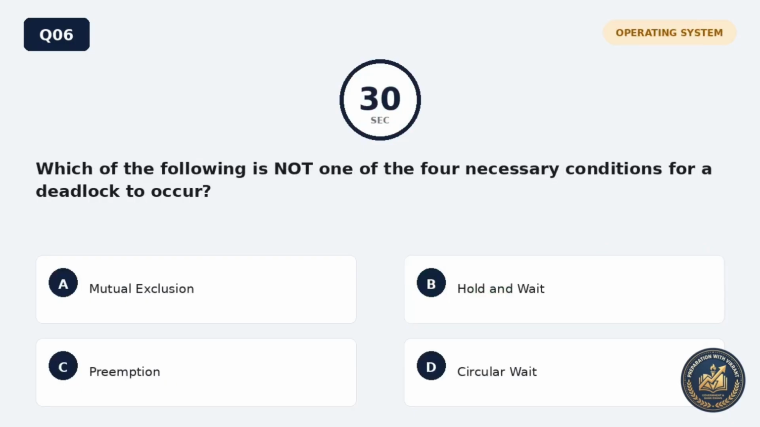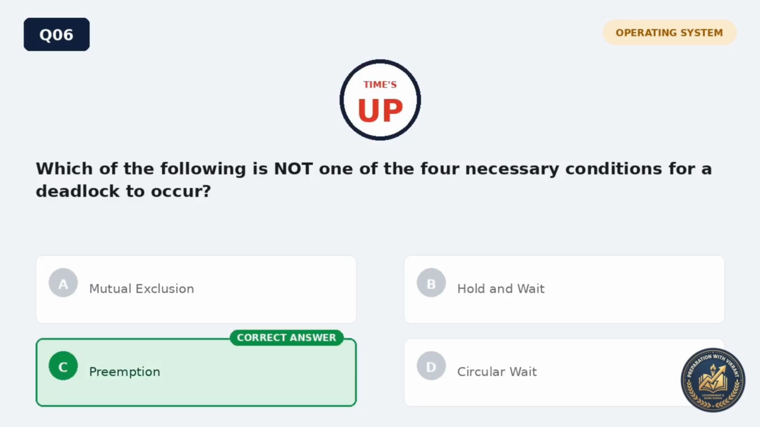Moving to next question. Which of the following is not one of the four necessary conditions for a deadlock to occur? Option A mutual exclusion, option B hold and wait, option C preemption, option D circular wait. So the correct option is option C, preemption.